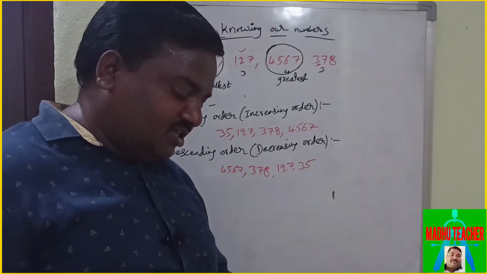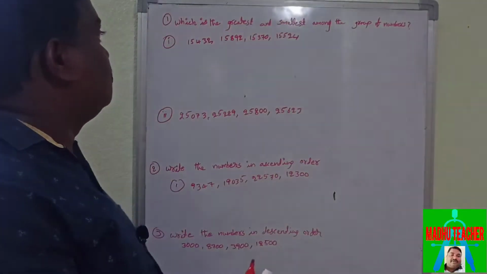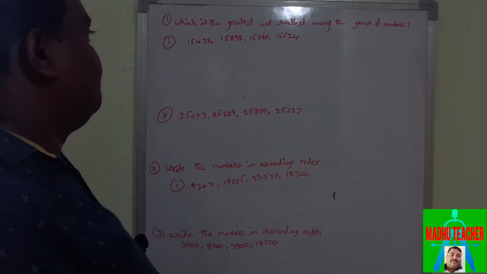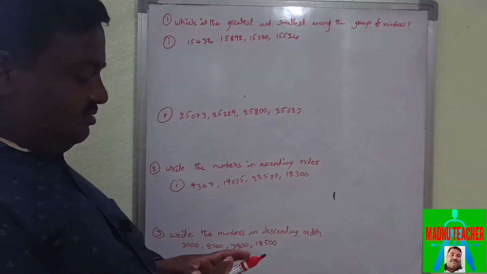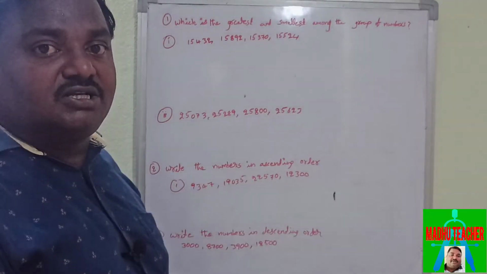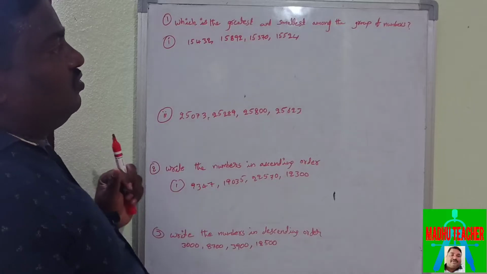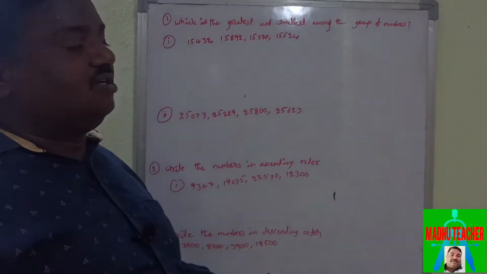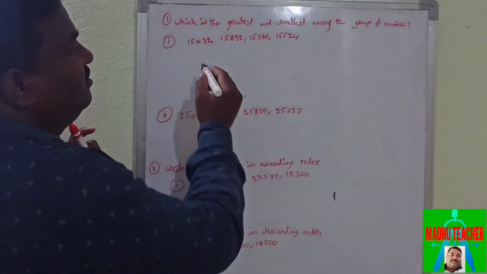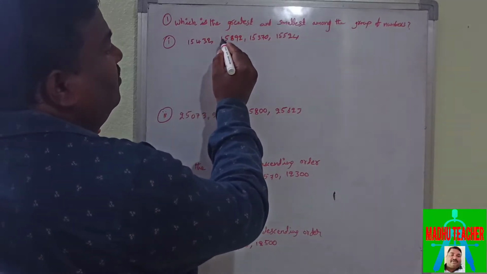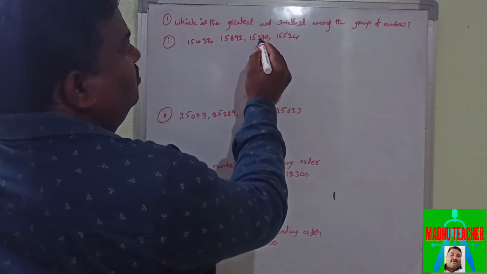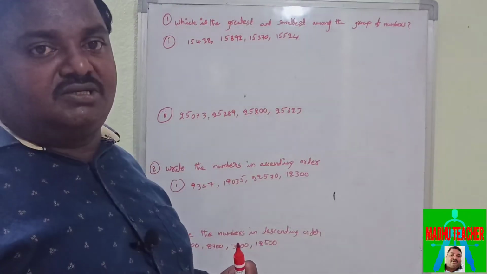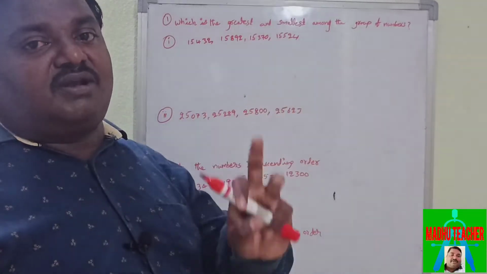Let us take some examples. The first question is, which is the greatest and smallest among the group of numbers? To identify them, what do you have to write first? The number of digits in each number. Each number has 5 digits, so all have the same number of digits.